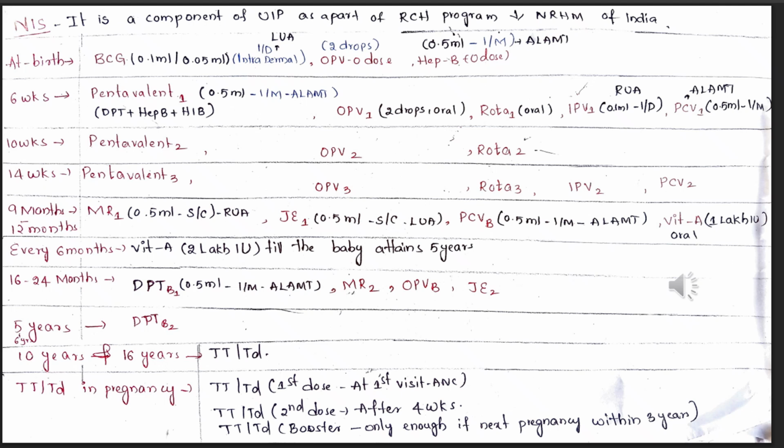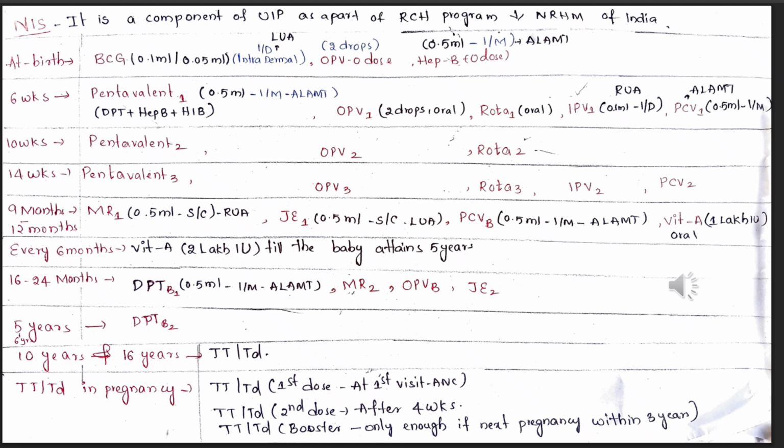Next is JE. At 9 to 12 months, the JE first dose will be given. JE means Japanese encephalitis vaccine. And the dose is 0.5 ml and the route is subcutaneous. And where we will give it: the left upper arm. So this is also one of the live vaccines.